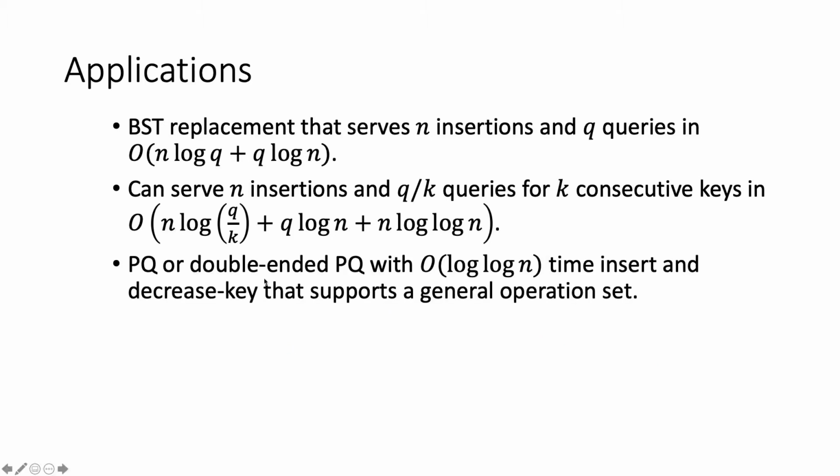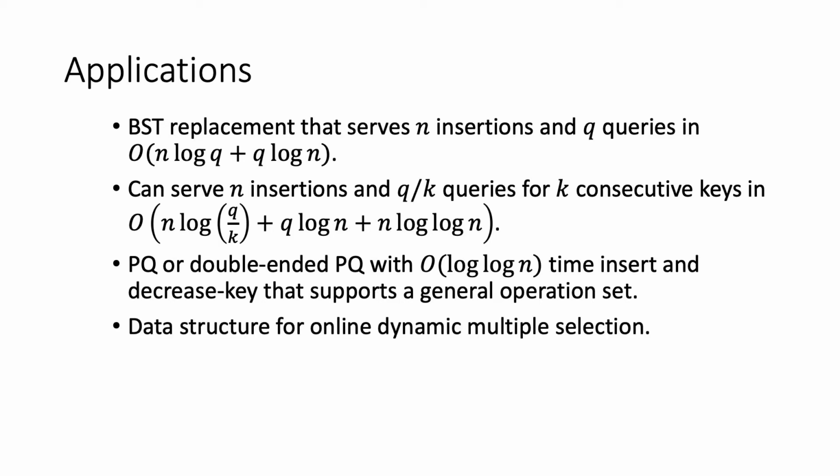Okay, we can also use our data structure as a priority queue or double-ended priority queue, with log n time insert and decrease key. The interesting thing here is that we support a general operation set. We can now answer all the operations a binary search tree can answer. However, there's a trade-off here. If we introduce more gaps into the analysis, that's going to slow the insert and decrease key time complexities. So this may or may not be interesting depending on the operation sequence. We are looking at trying to generalize this in such a way that no such trade-off is necessary.